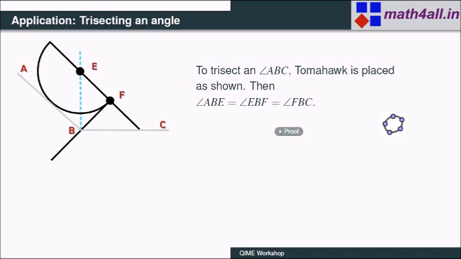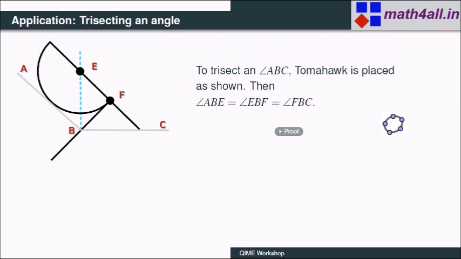Okay, that is the position. If ABC is to be trisected, then the circular part is kept on this arm of the angle, AB, such that the vertical handle passes through B, and that's all that is required. You mark the center here, and that gives you the three angles. So that is another tool which was designed long back and used for trisecting an angle.